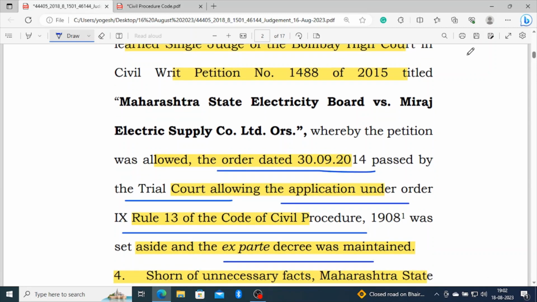If we interpret this paragraph, it comes out that first the ex parte decree was passed. Secondly, after the ex parte decree was passed, it was set aside on an application moved by the defendant, and the trial court allowed that application. Thereafter, the writ petition was filed, and the writ petition set aside the order passed in that application, which allowed the application and set aside the ex parte decree. So when the verdict of the Honorable High Court was passed, the verdict clearly signifies that the ex parte decree was maintained.